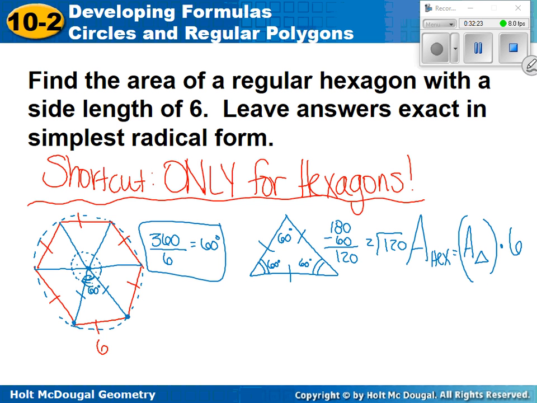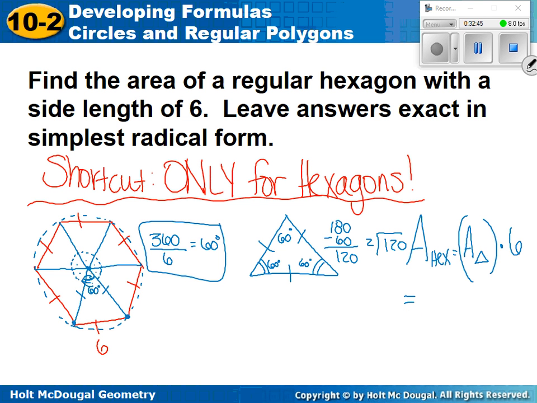Now in every polygon, you could find the area of one triangle and multiply it by how many there are, but they won't all be equilateral. Only the hexagon has this nice, easy little shortcut. Does that make sense? Okay, so let's work it for this problem. What's the side length again for all of my sides on my hexagon? 6. So let's plug in our formula.